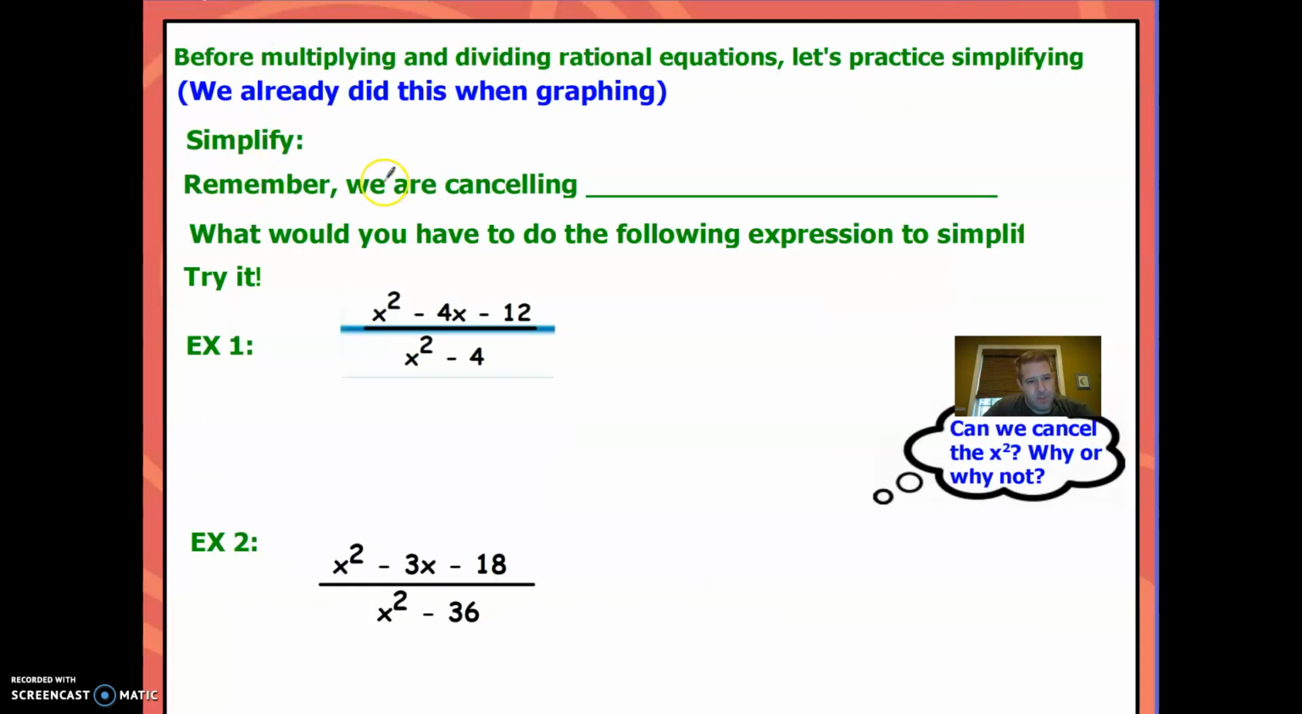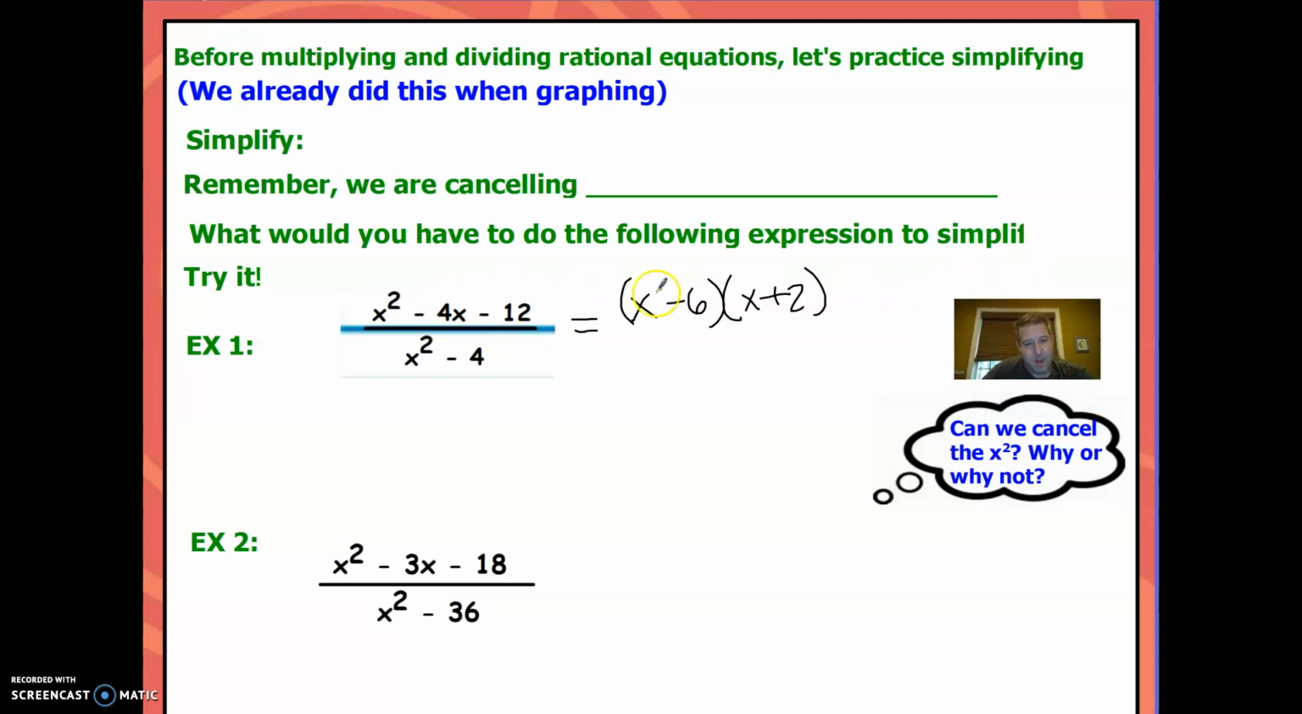All right, so before we are canceling, this is basically the same thing we had already done when we did graphing. So we're going to first factor our polynomials as much as possible. So the top is going to be x minus 6 times x plus 2, because remember, these are the only two numbers that have a product of negative 12, but also add up to negative 4. And then on the bottom, this is difference of squares. This is x plus 2 times x minus 2.